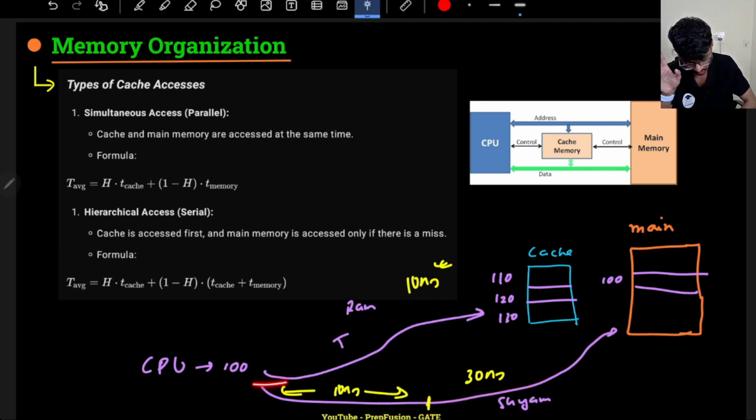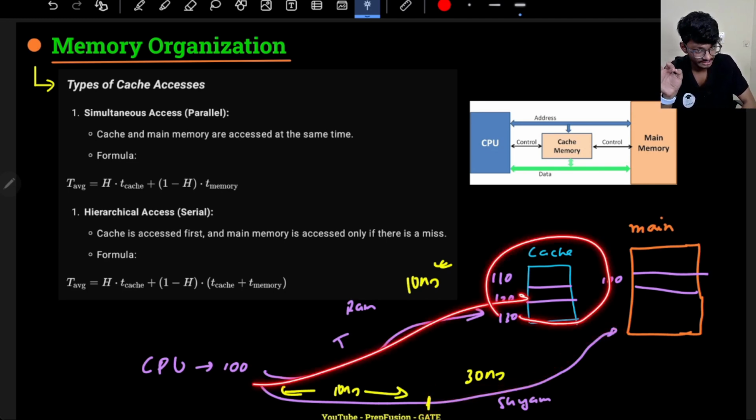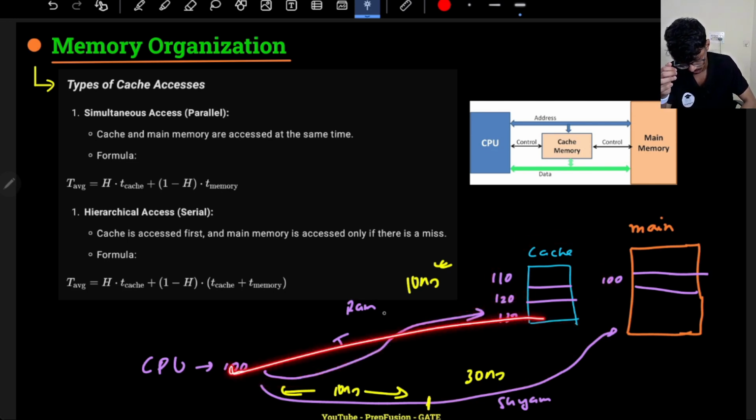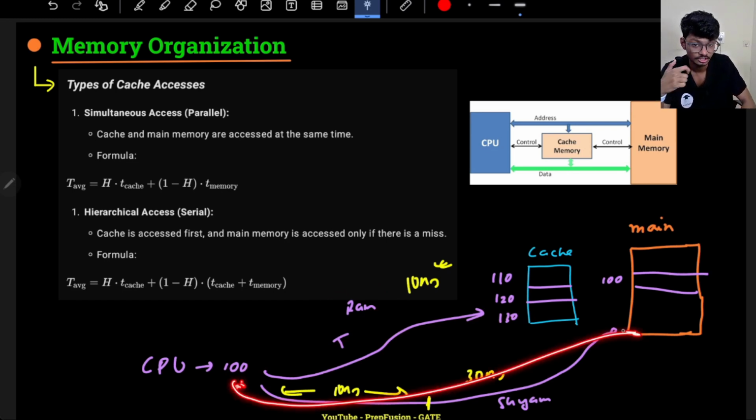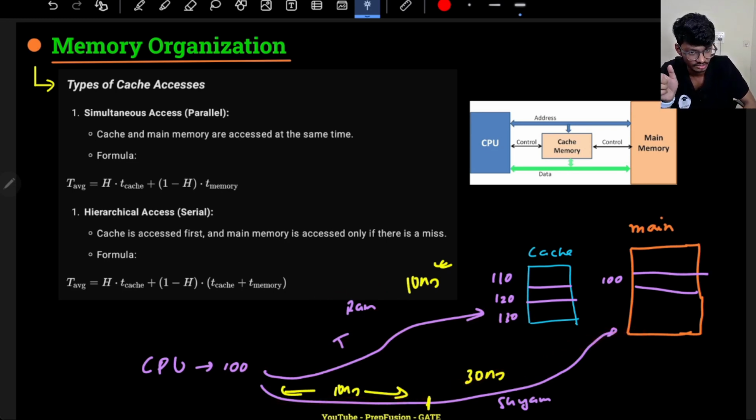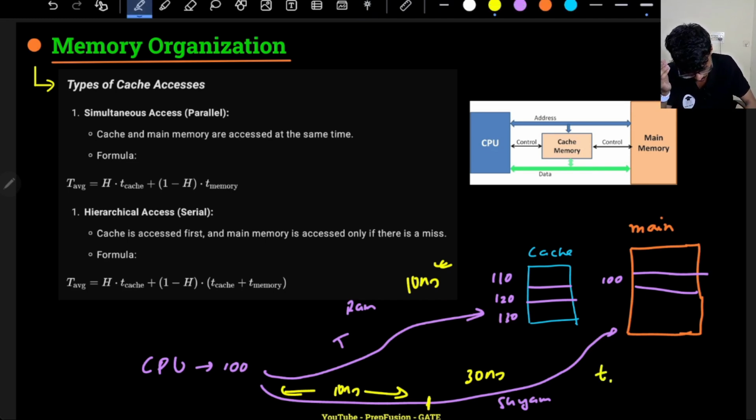Previously, I waited for the cache. First I checked here whether the data is present or not. If it is not present, then Ram tells Sam, okay, it is not present, so Sam starts from here, and it takes 30 nanoseconds. So what is the total time savings? 10 nanoseconds, or the time savings is T main memory minus T cache.